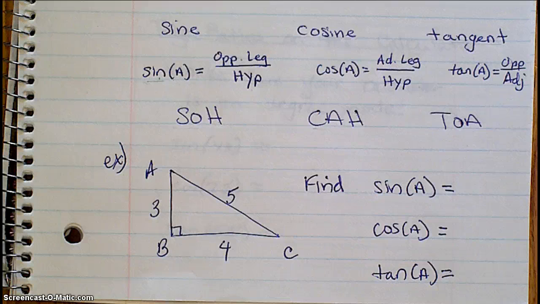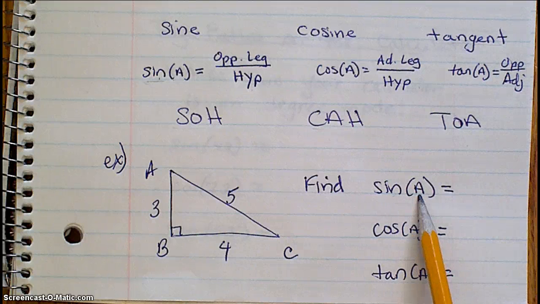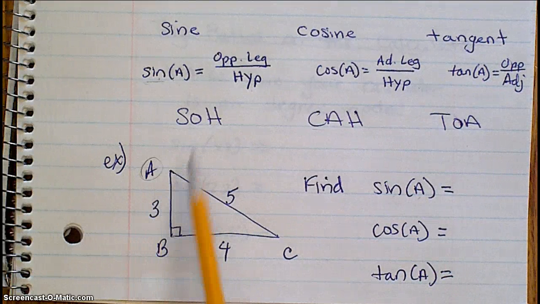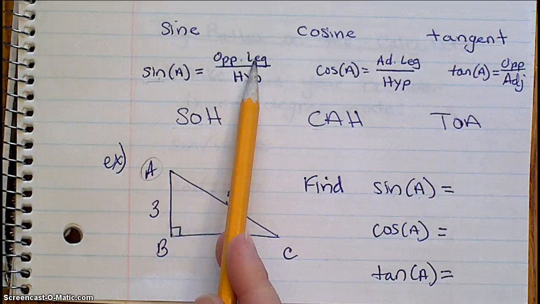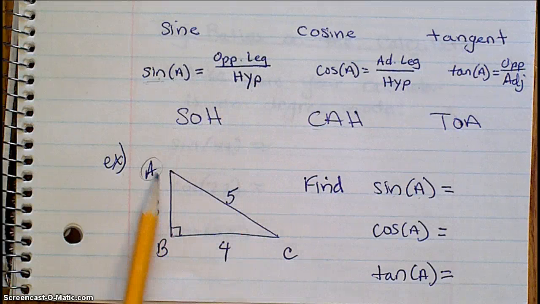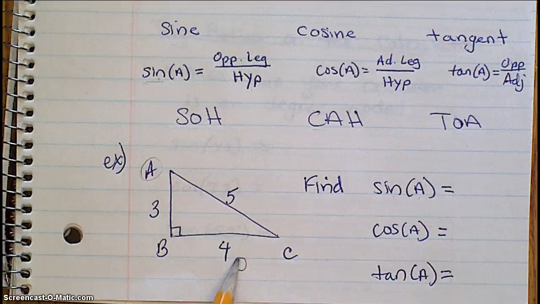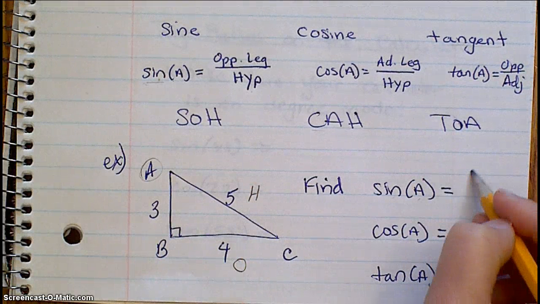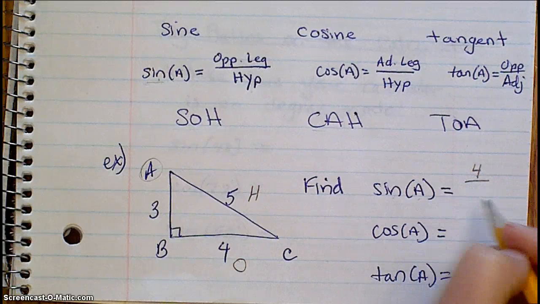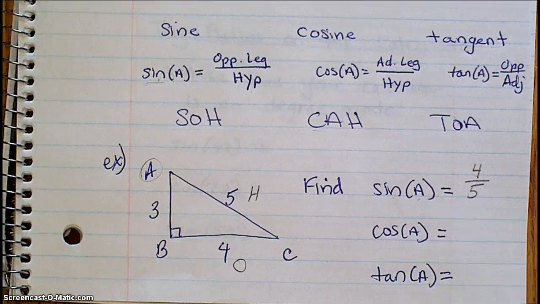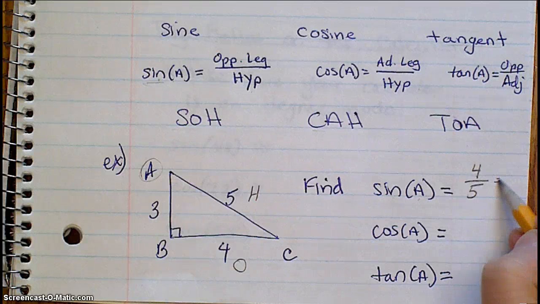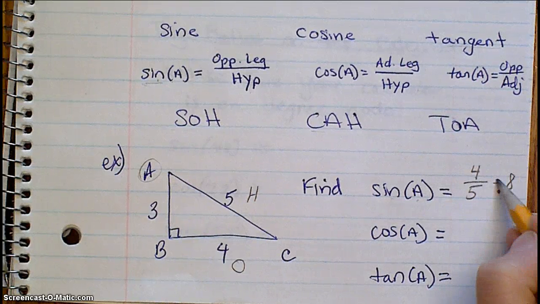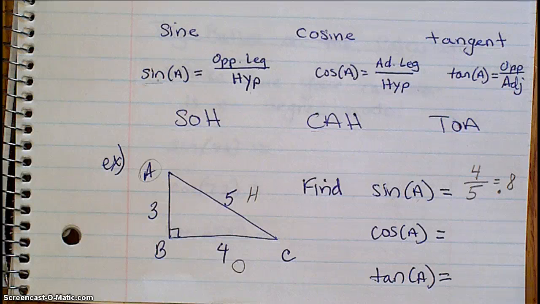Okay, so let's do a couple examples, still working off the same triangle from above. The question is, find sine of angle A. Relative to angle A, I need the opposite leg and the hypotenuse. Opposite of angle A is 4, and my hypotenuse is 5. So sine would be the opposite leg divided by the hypotenuse, 4/5. You could also write it as a decimal, 0.8 if you want.